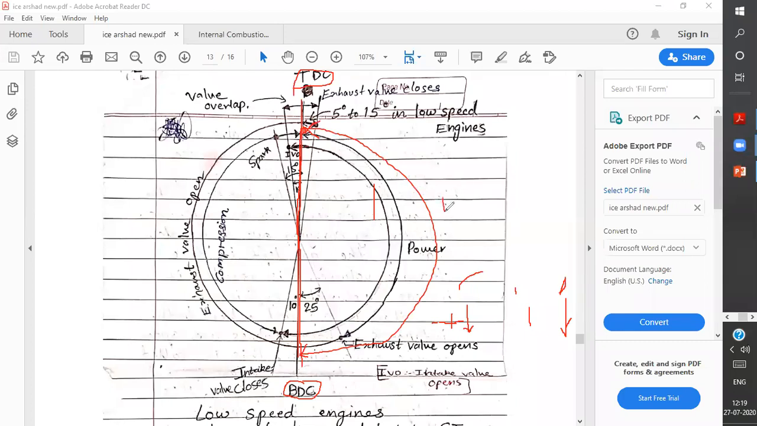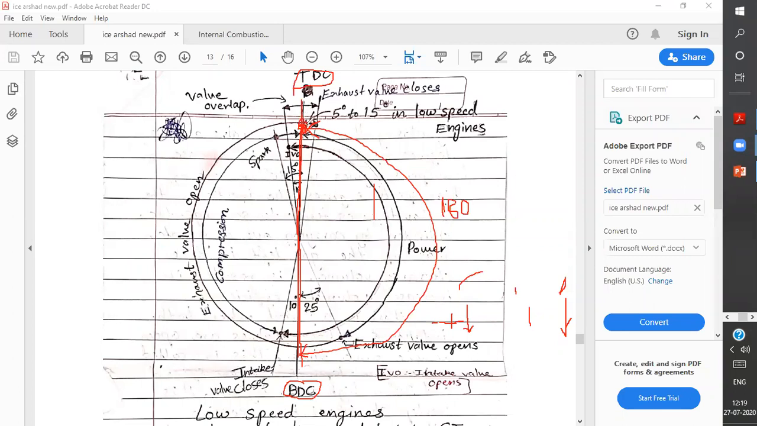Okay, so this is your 180 degrees of crankshaft rotation. In your theoretical cycle, what we are assuming is that the piston is moving in the intake stroke, starting from the top dead center. We are assuming that at this point only the inlet valve opens. This is in a theoretical cycle, not in the actual cycle.